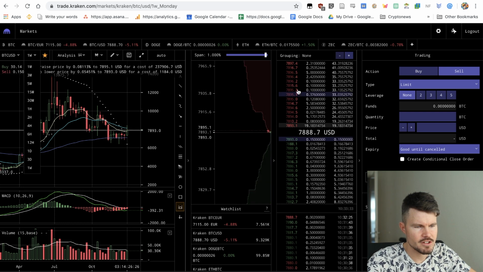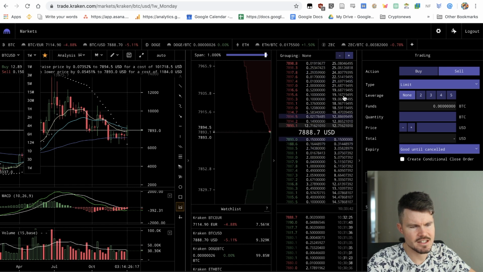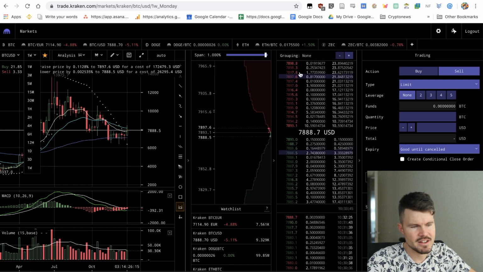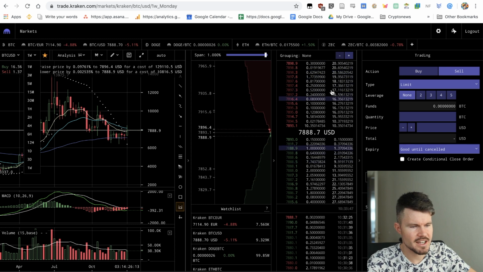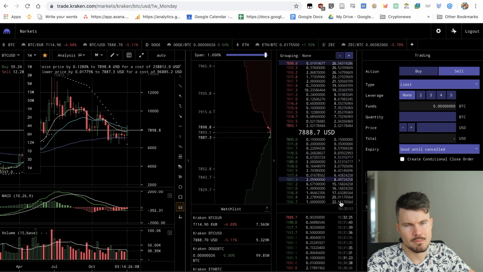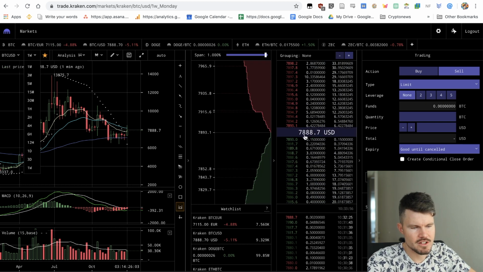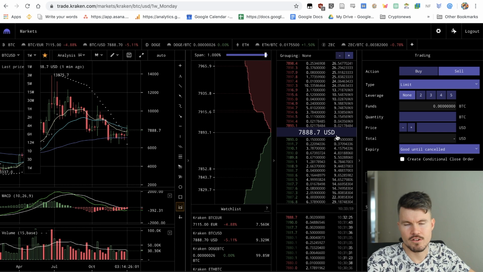In the middle of the screen, you've got the level 2 order book. And here you can see at the top part, the red numbers are basically traders that have put in their sell orders, but they have not been executed right now. And at the bottom in green, you've got traders that have put in their buy orders that have not been executed at the moment. And in the middle of the screen, you've got the current price of Bitcoin.